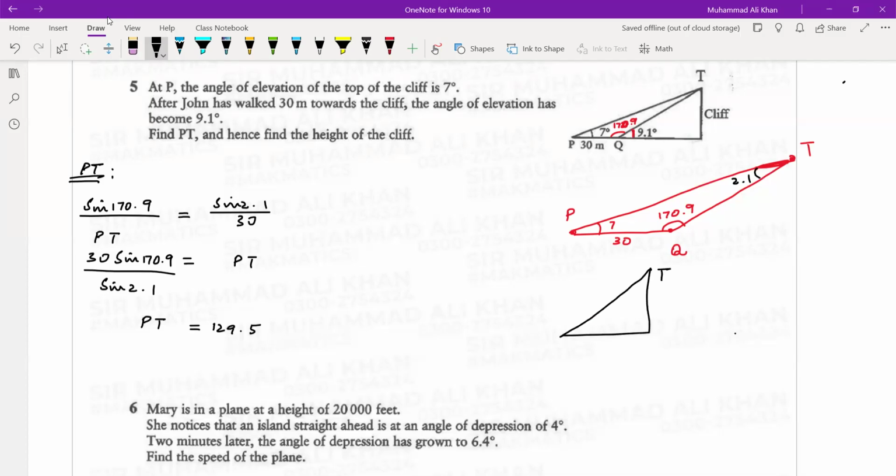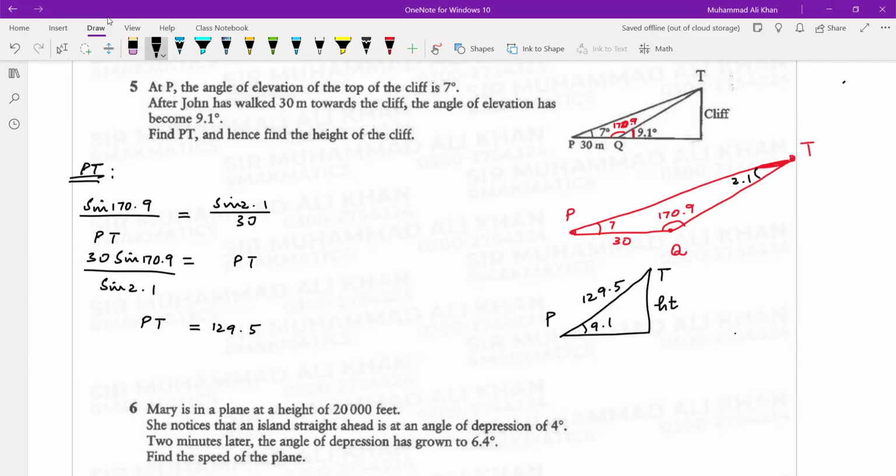Now, here is T. This is the height of the cliff. Here it is P. PT side is 129.5. This angle is 9.1. We have to calculate the height of the cliff. Let's say this is the height.